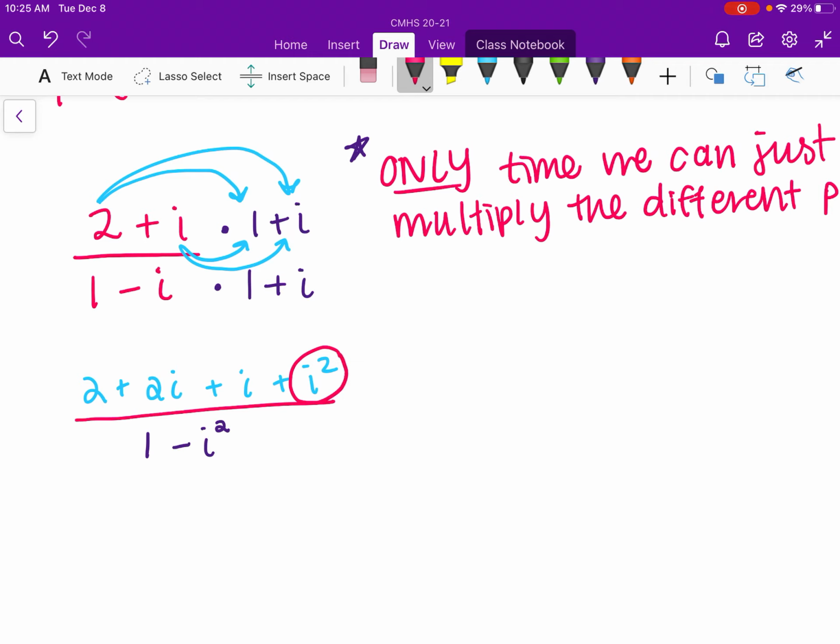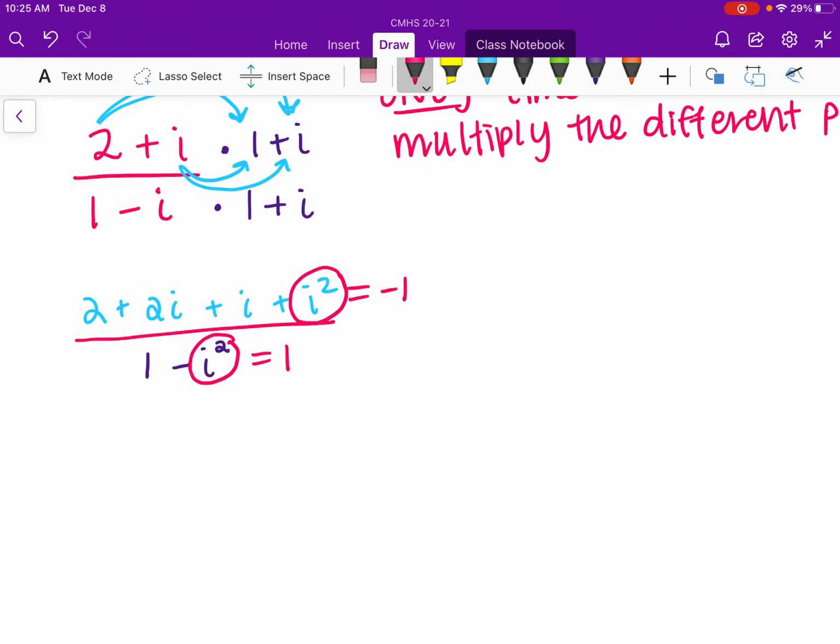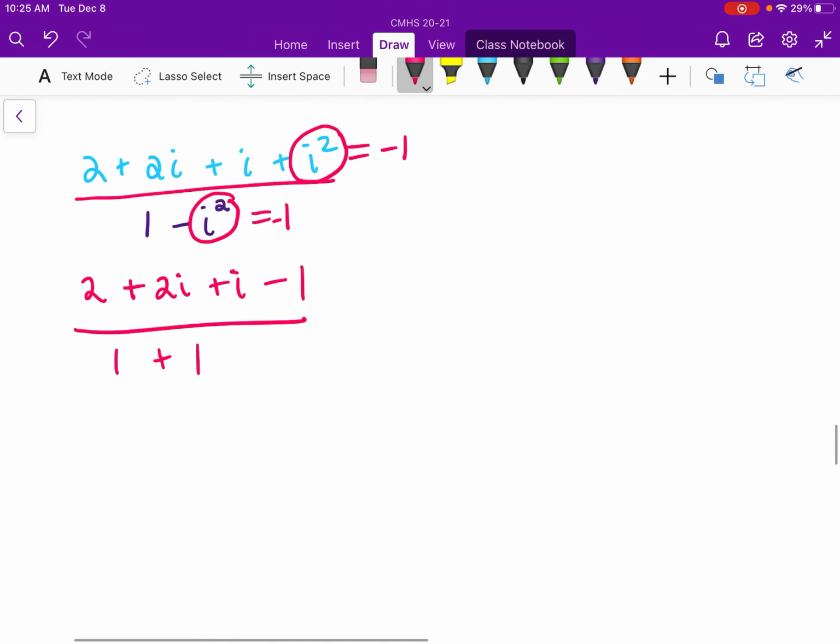Okay, I see two things here. 1 i squared, 2 i squareds. i squared we know equals negative 1. So let's rewrite. 2 plus 2i plus i minus 1 on the top. And on the bottom, 1 plus 1, because we had two negatives.